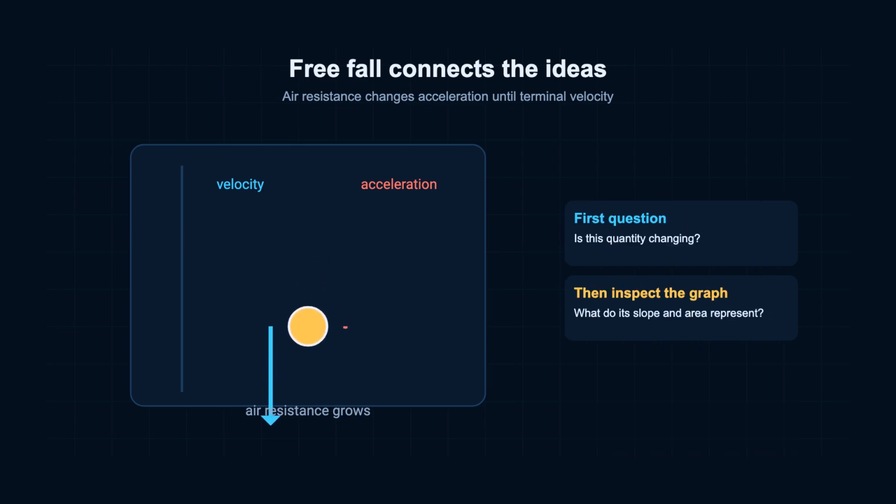Whenever you meet a new graph or a new falling object, ask yourself, is this quantity changing? And what does that graph's slope or area actually represent?